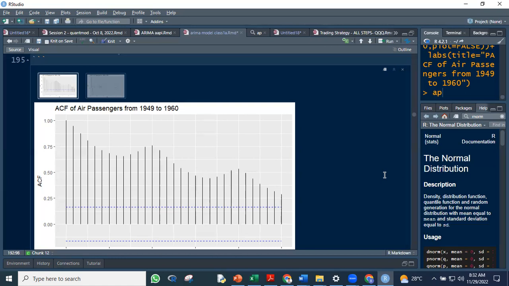Is it an AR1 process? Is it an MA1 process? Is it an ARIMA process? Okay, so we'll look at this. We'll look at those things as we go along.